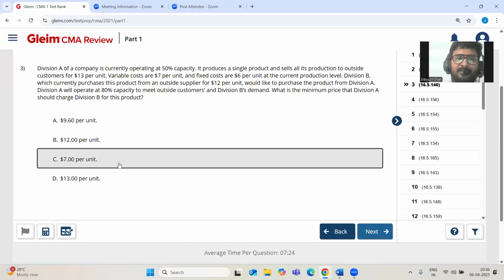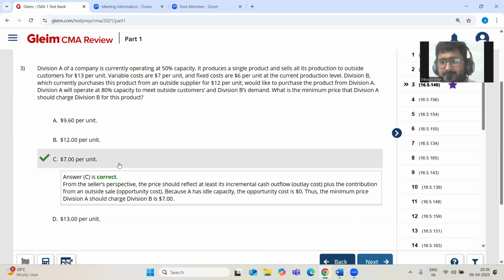Transfer pricing is one of the easier topics in section C. Students more often than not get confused because they are not clear with their concepts on what is relevant cost. If you cannot identify relevant cost, that will be a problem. Otherwise, this is a very easy topic.